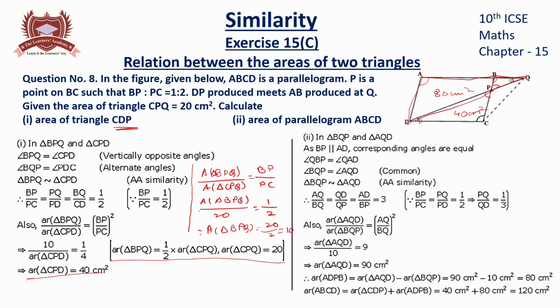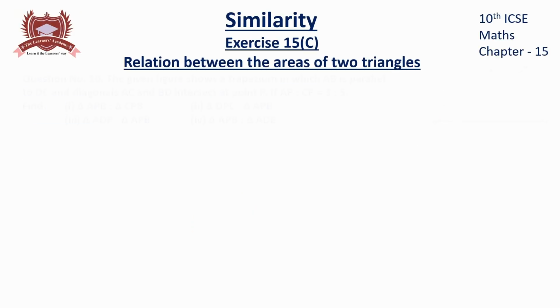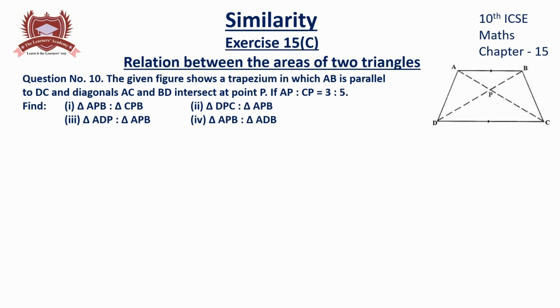It is a slightly different and a slightly complicated sum. There are so many things involved in it. So let's go ahead with the next sum. This is sum number 10. Again, we have a trapezium here. The given figure shows a trapezium in which AB is parallel to DC and diagonals AC and BD intersect at point P. If AP to CP is 3:5, then we have to find the ratio of these areas.